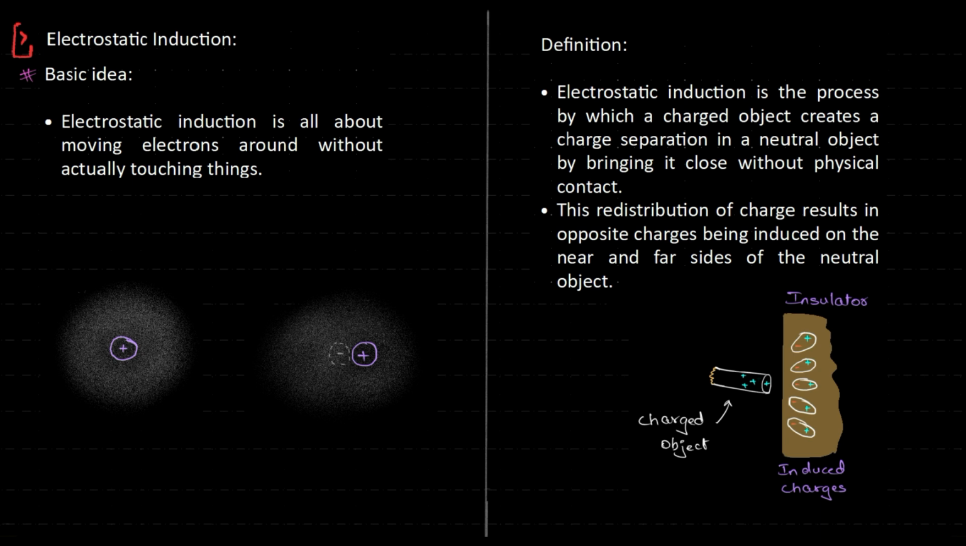One of the methods is electrostatic induction. In electrostatic induction, it's all about moving things, in this case electrons, without touching them. You have heard the word induction somewhere, right? Try to link everything. So electrostatic induction is about moving electrons without actually touching them.